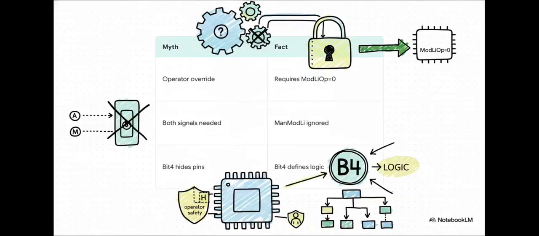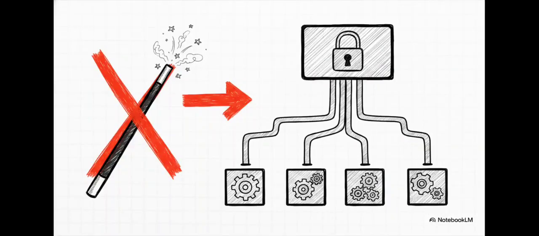Myth: you always need both automatic and manual signals wired up to control the mode. Fact: as we just saw, in switch mode, the manual signal is completely ignored. Myth: feature.bit4 is just some visual setting to hide unneeded pins. Fact: no way. Feature.bit4 determines the fundamental logic of how signals are read. Manual pins are hidden independently for operator safety. So the crucial point is this: there's really no magic happening behind the screen here. Every single signal, every interaction, and every choice boils down to one incredibly strict, beautifully designed hierarchy.